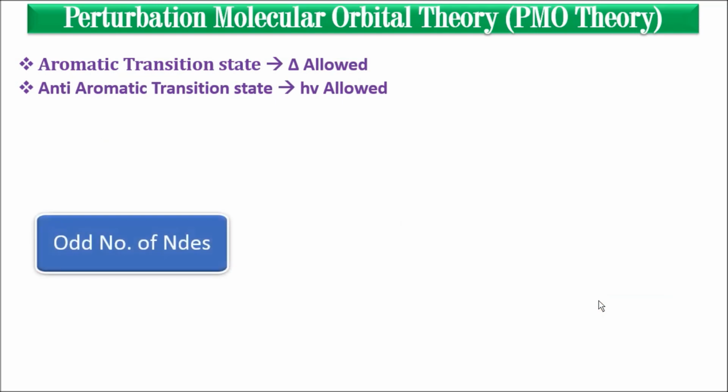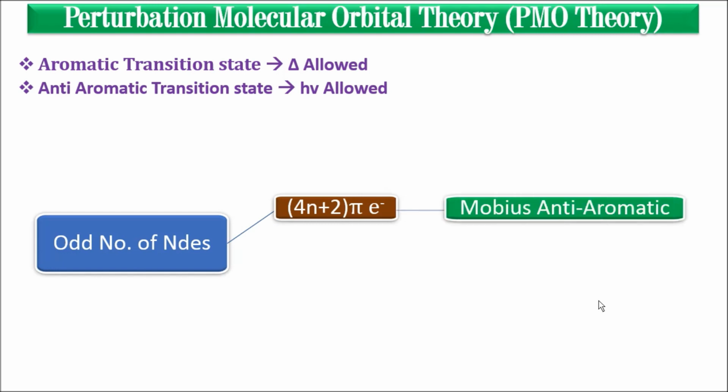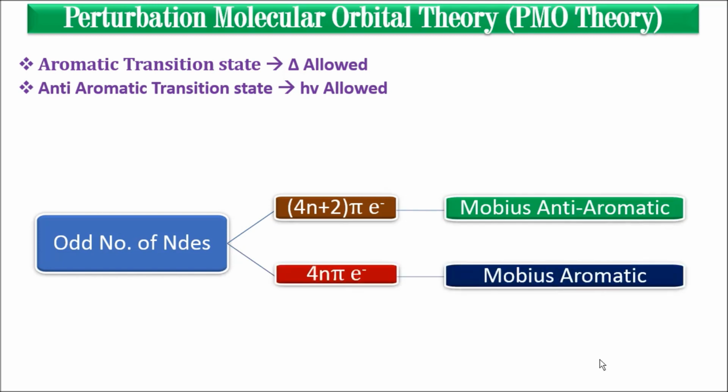If an odd number of nodes are present, that is called a Mobius system. With 4n plus 2 pi electrons in a Mobius system, it belongs to Mobius anti-aromatic. When it is a 4n pi system, that belongs to Mobius aromatic. An aromatic system is thermally allowed, as you already saw here. Anti-aromatic is photochemically allowed. So friends, this is the fundamental basics we have to remember for PMO theory.